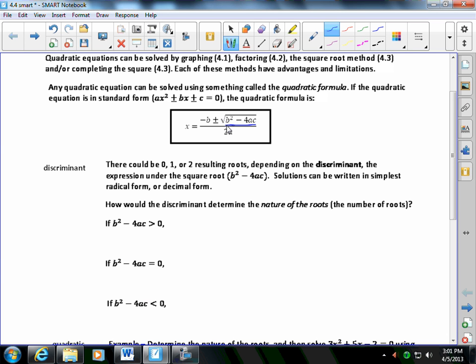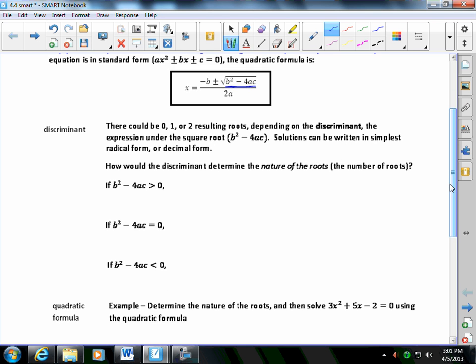So how would the discriminant determine the nature of the roots or the number of roots? Well, what we do is we put in our values for a, b, and c into b squared minus 4ac, and then depending on what that equals, that'll tell us how many roots we have. So if it's greater than 0, then that means that the value under the radical, sorry, under the root sign, is positive.